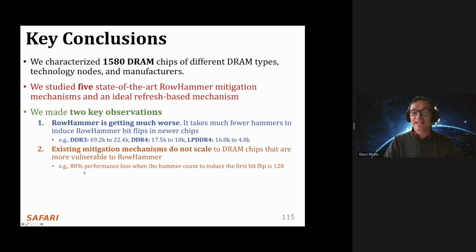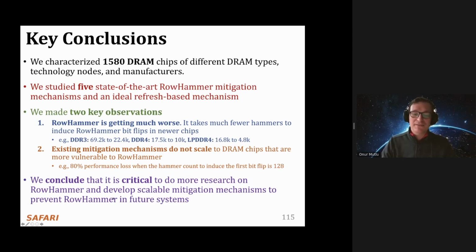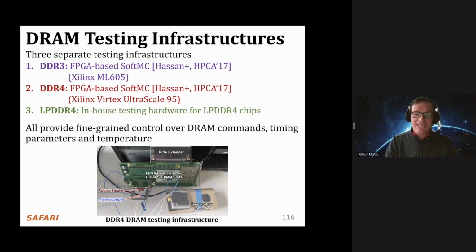Basically, you get significant performance loss with PARA. PARA is actually a very nice mechanism that scales very nicely. But if you reduce the number of activates to induce bit flips to as low as 128, it leads to a very high performance loss. And we're getting there. We're slowly, well, maybe slowly or fastly, depending on your reference frame, getting closer to hundreds of activates causing bit flips. So basically, the conclusion is very similar to TRRespass. It's critical to do more research on Rowhammer and develop scalable and secure mitigation mechanisms to prevent Rowhammer in future systems. Let me give you a little bit more insight into these results.